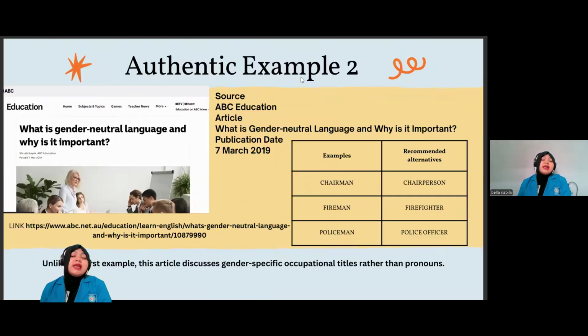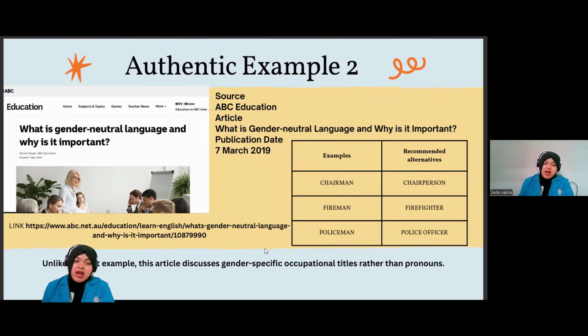For the authentic example number one, I use this article sourced by ABC Education. The title of this article is "What is Gender Neutral Language and Why is it Important?" The publication was on 7 March 2019. Here's the link and the example and recommended alternatives like chairman into chairperson, fireman into firefighter, and policeman to police officer.